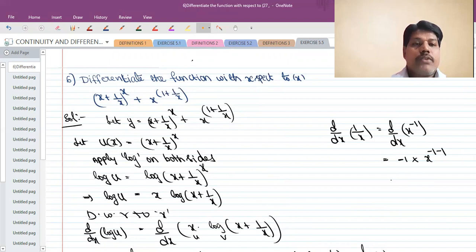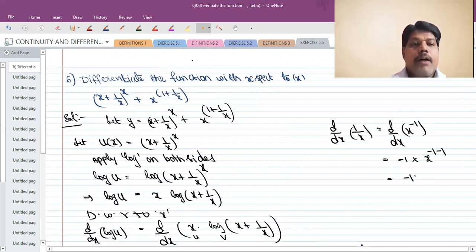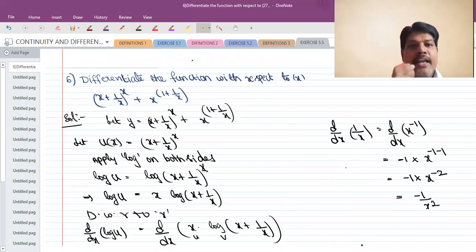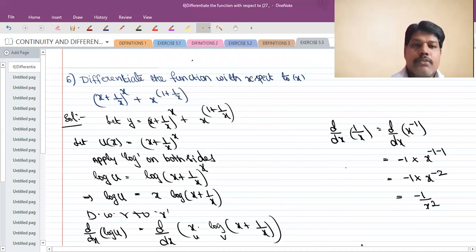That is minus 1 minus 1, so it becomes minus 1 into x power minus 2. Taking x power minus 2 into the denominator, it becomes minus 1 by x square. If anyone has a doubt, take this: the derivative of 1 by x is nothing but minus 1 by x square. Taking x to the numerator, it becomes x power minus 1, which is in the form of x power n. You differentiate that as n into x power n minus 1, so automatically it becomes minus 1 by x square.